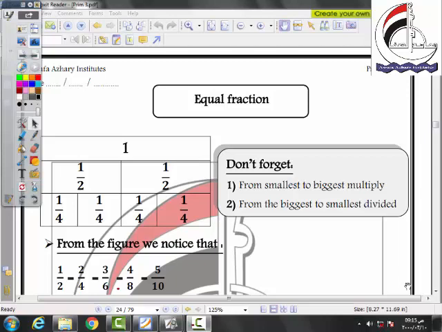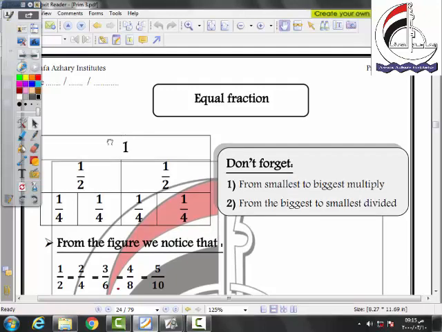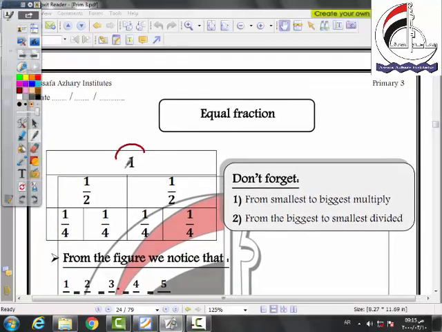Let's complete our lesson. This point is about equal fractions. What is the meaning of equal fractions? We said before, whole one has two halves. In whole one, we have two halves.